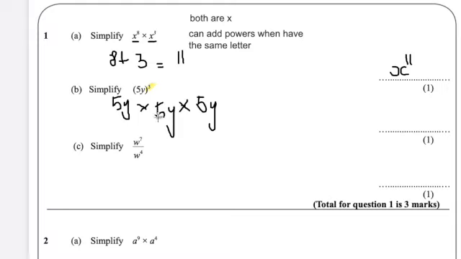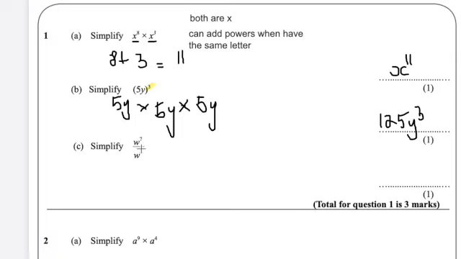And then 5 times 5 times 5. 5 times 5 is 25. 25 times 5 is 125. So it's 125. And then y times y times y is y cubed. So it's 125y cubed. This next question, 1c, refers to the second rule.